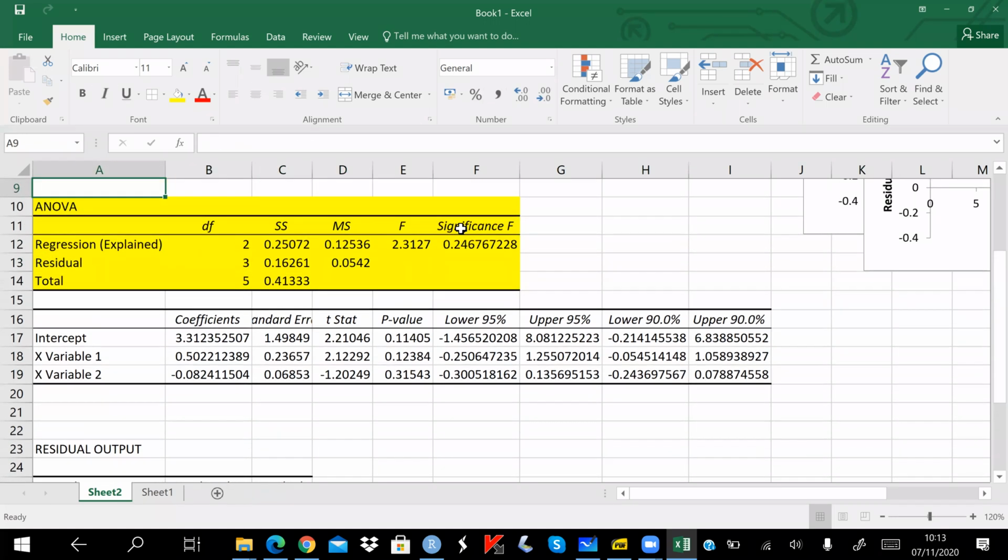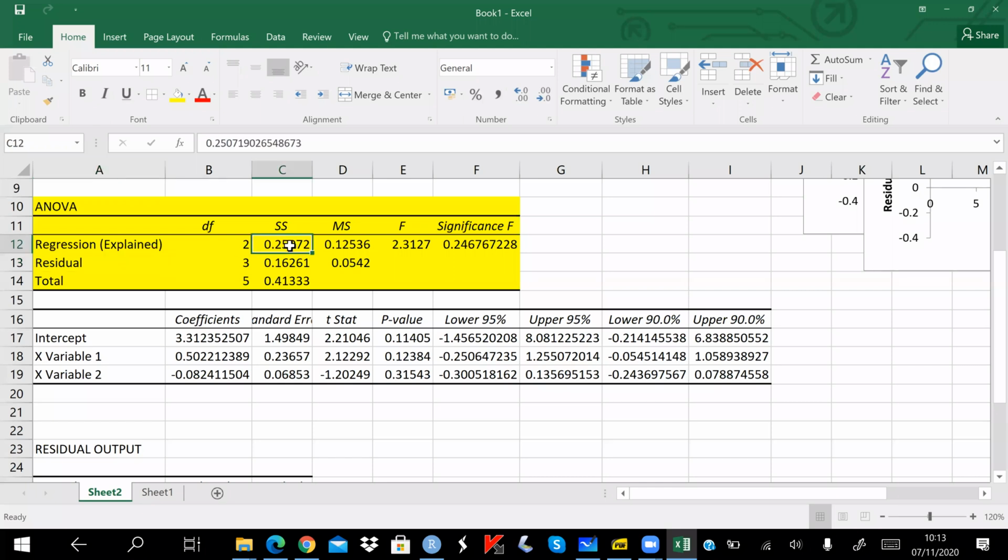This is a table that we have come across, the F distribution table, the ANOVA table. So Excel gives you this one as regression, but as I've put in brackets here, this is what we are calling the explained source of variation. Then this is the residual.